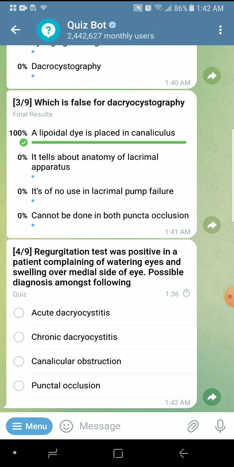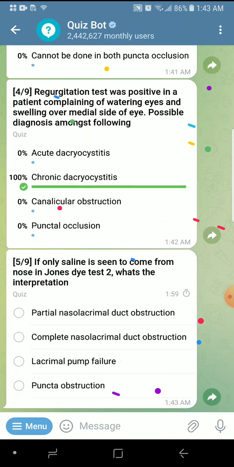question already. Now, the regurgitation test means you press onto the lacrimal sac area and you see whether the mucus is coming out of the puncta or not. So it's not done in acute dacryocystitis because the patient is having pain, swelling. It is done only in chronic dacryocystitis when there is an NLD obstruction. There is fluid in the sac which converts to mucus and that can come out. So it is not done in acute. Of course, in acute dacryocystitis there is mucus and it can come out, but you can't do this. That's why chronic dacryocystitis is the answer over here. That is chronic NLD obstruction.